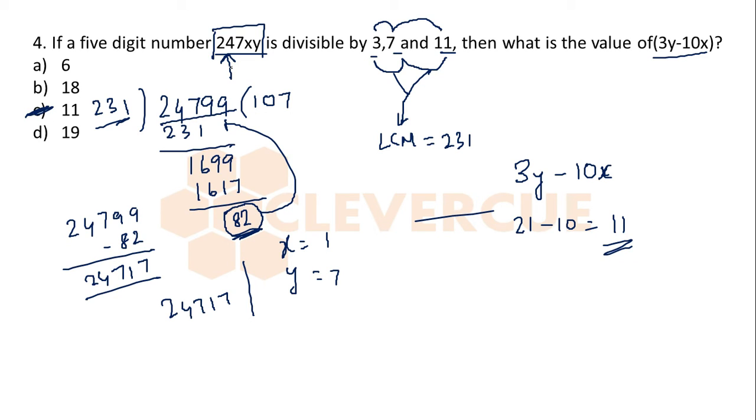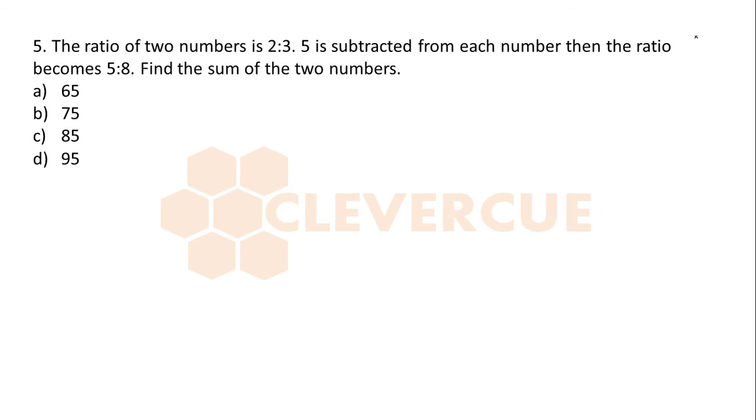So what we have done is, we have taken the highest possible 5-digit number, that is 24799, and we have divided it by 231. Now the remainder obtained by dividing this is subtracted from 24799, and we get 24717, and hence the value of x will be 1 and the value of y will be 7. And now we have substituted these x and y values in this given equation, and we have found out the answer. Moving to the next question.